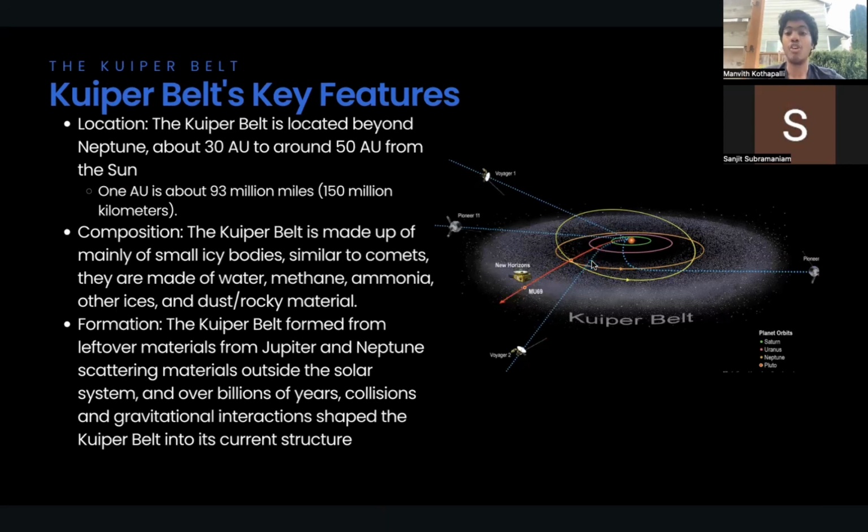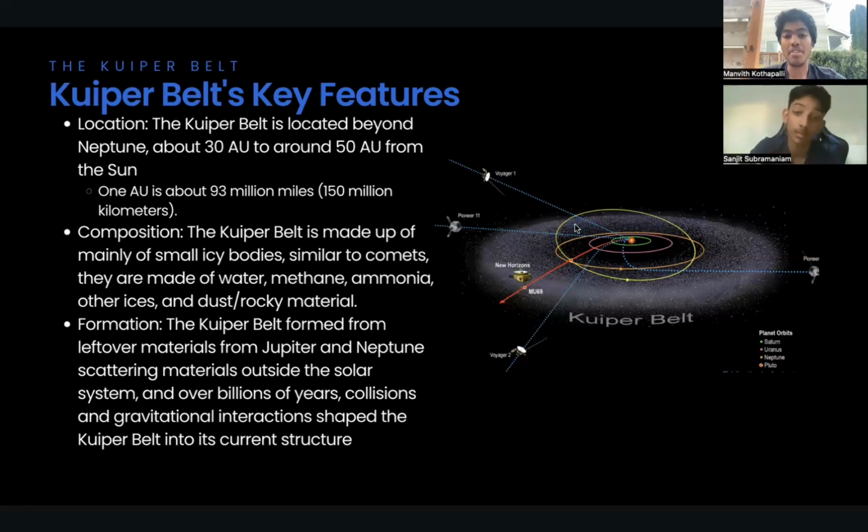Now let's talk about dwarf planets. Several dwarf planets have been discovered in the Kuiper Belt. The most famous among them is Pluto, which has a lot of controversy. This was first considered the ninth planet of the solar system until it was reclassified as a dwarf planet by the International Astronomical Union in 2006.